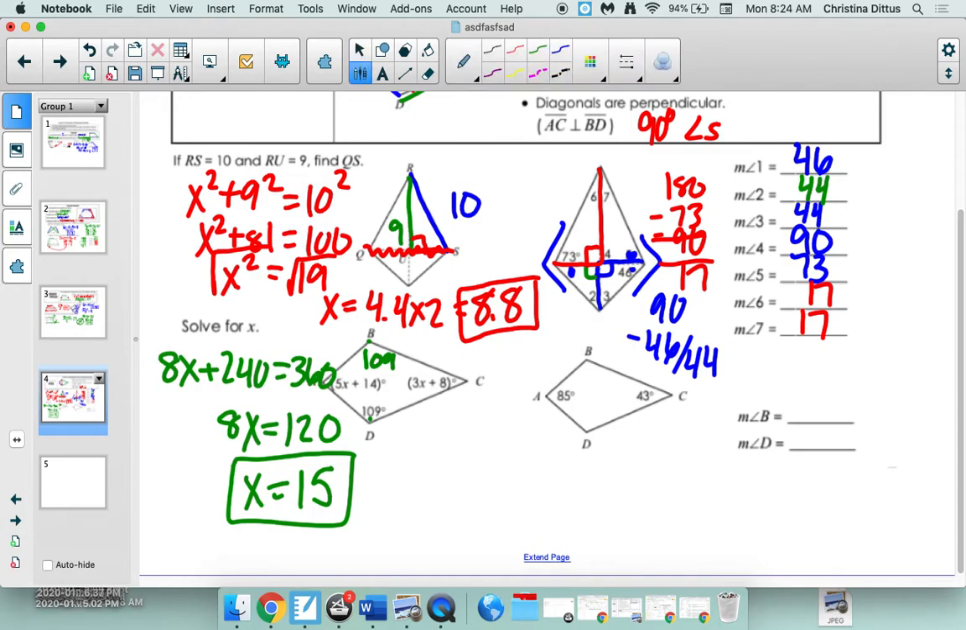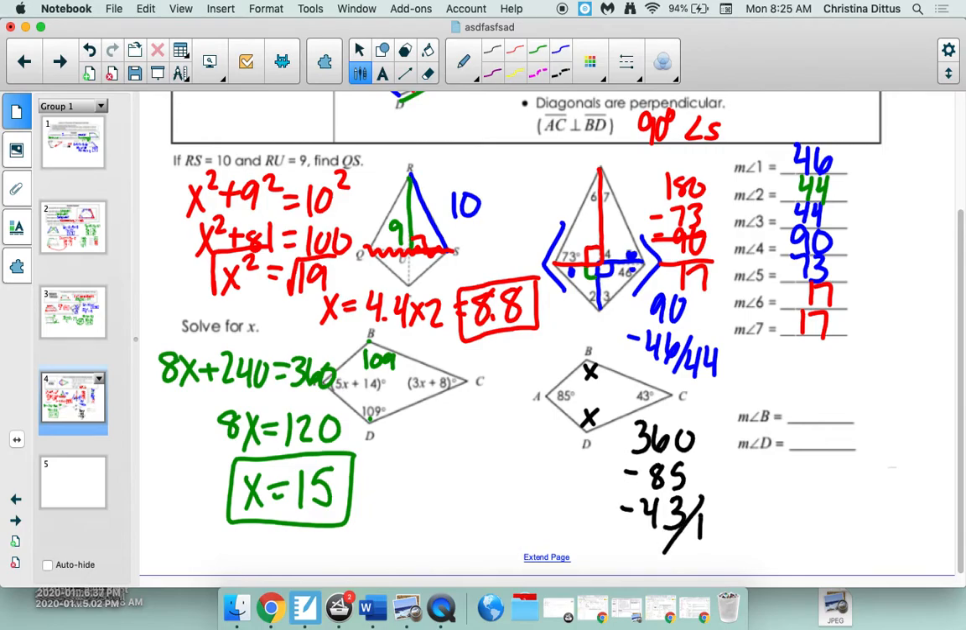This one's even easier. I don't know why I put this one second, but that's okay. What do I know is true about angle B and angle D? They're the same. So let's just call them X. How am I going to solve for them? Add them up to 360. Can't you do 360 minus 85 minus 43? What do you get then?